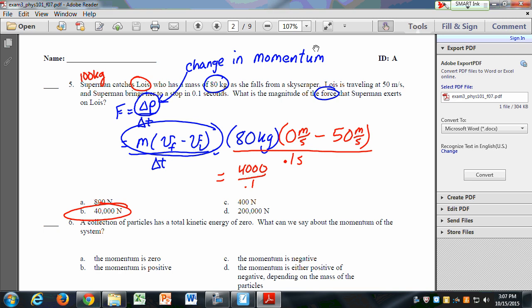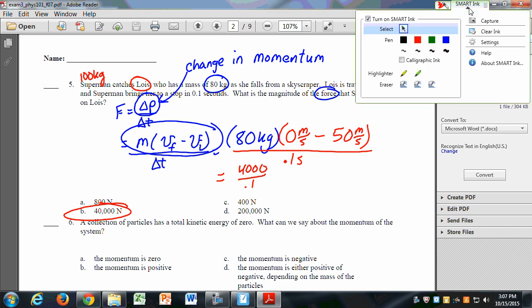Yeah, it would kill her, right? That's the point, that if she goes from being 50 meters per second to 0 in that amount of time, it's not good for Lois. Okay, let's go on to the next.